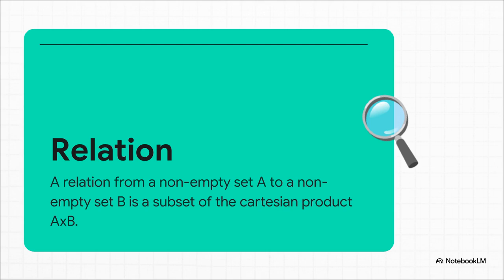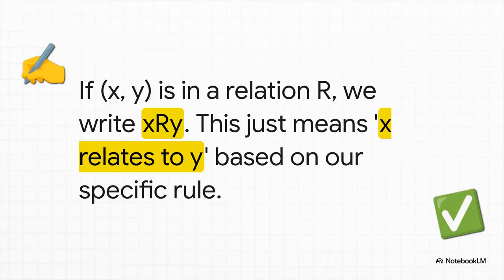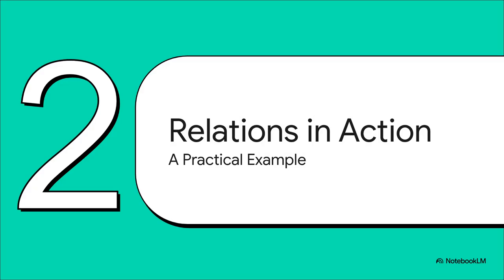You've got two groups of things, set A and set B. A relation is just you picking out the specific pairs that follow some rule you care about. That's it. It's like a VIP list for pairs. And this is the shorthand you'll see everywhere. If you see (x, y) in R, it's just the quick way of saying, hey, the pair (x, y) made the cut. It's on our list. It means our rule connects x to y. Simple as that.